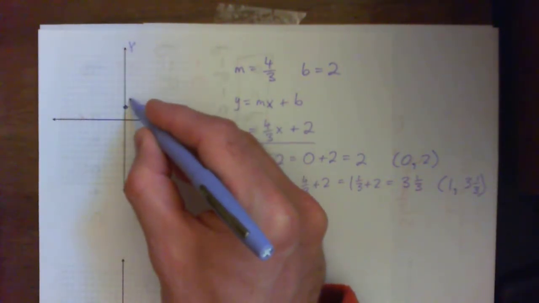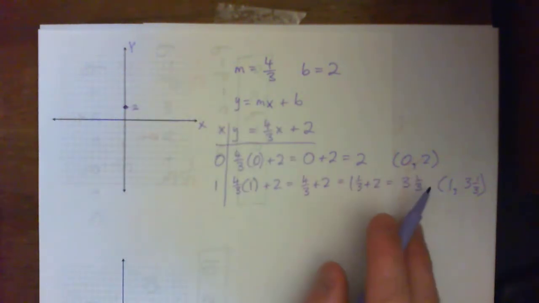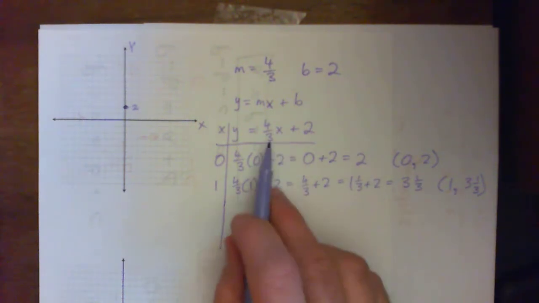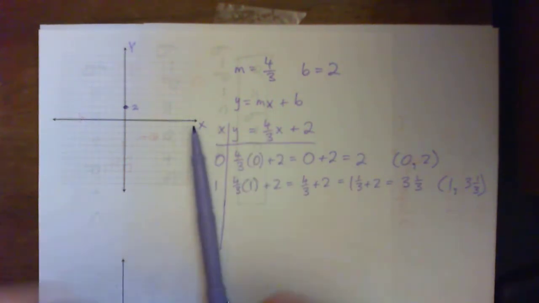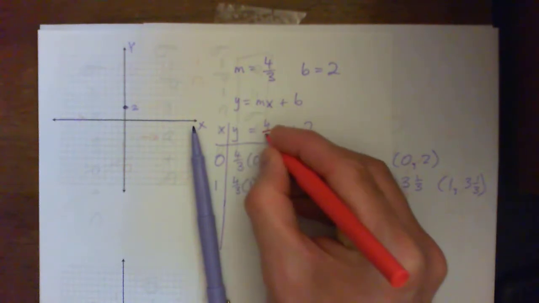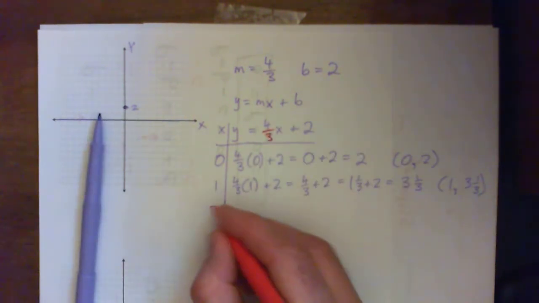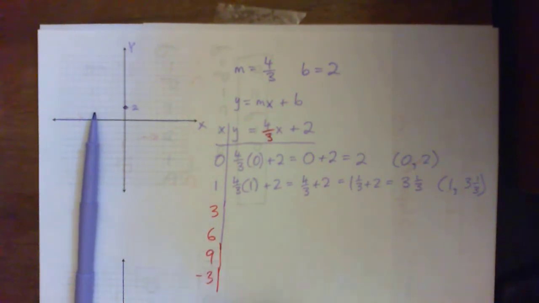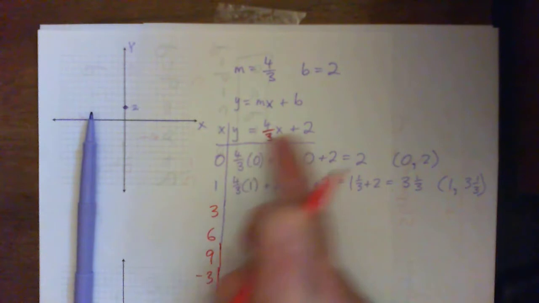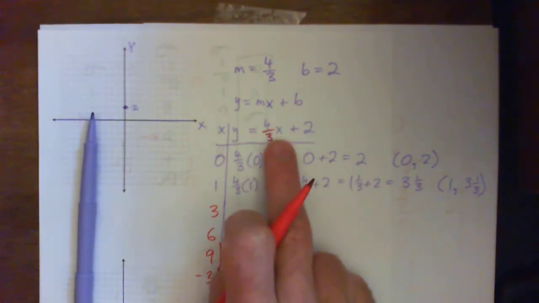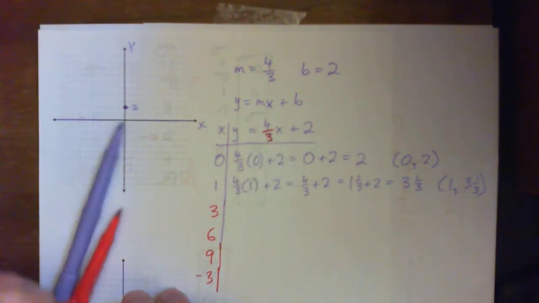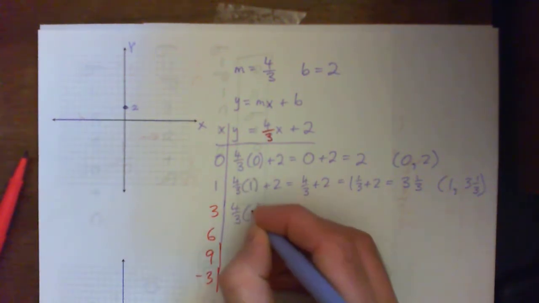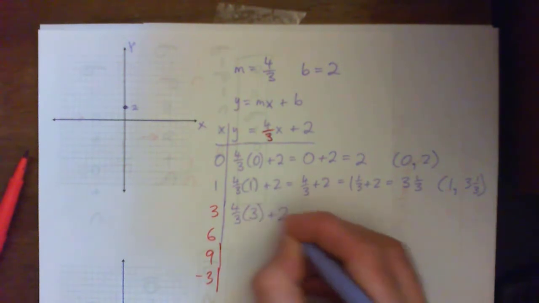I mean, it's hard enough to get the points, so it's just more neat and it's more fun to plug in multiples of 3. So if you got 3 on a denominator there, you might want to plug in things like 3, 6, 9, -3, whatever. Multiples of 3, because it'll give you whole numbers here, right? So for example, if I plugged in 3, I'd have 4/3 times 3 plus 2.